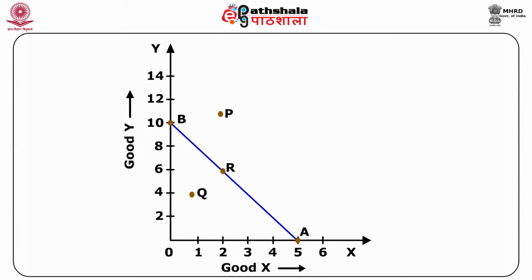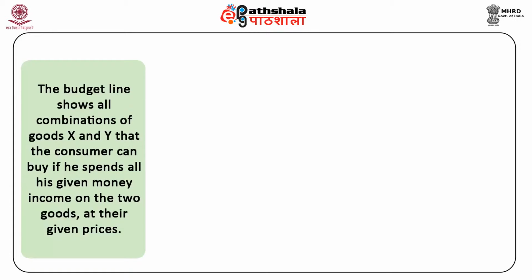The consumer can also choose any combination on the line joining A and B, example point R, where he spends his income partly on commodity X and partly on commodity Y. The straight line AB is called the budget line or price line. The budget line shows all combinations of goods X and Y that the consumer can buy if he spends all his given money income on the two goods at their given prices.